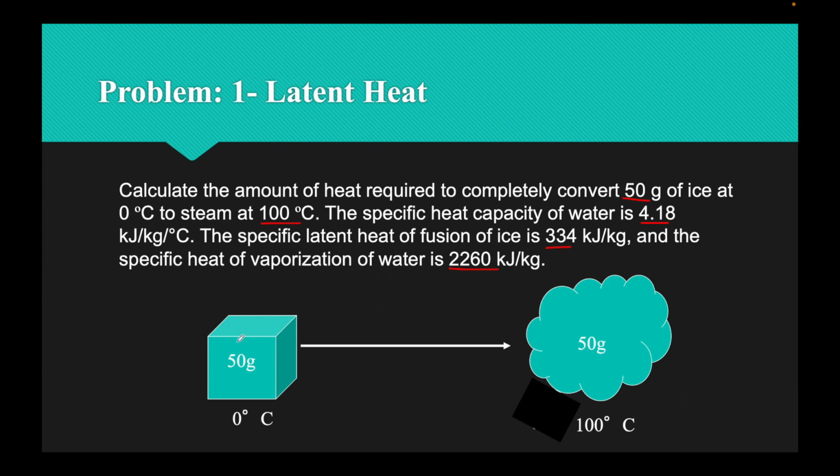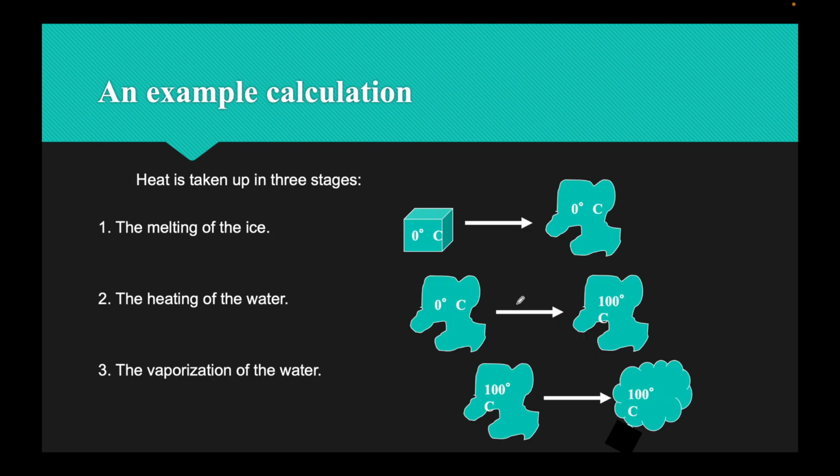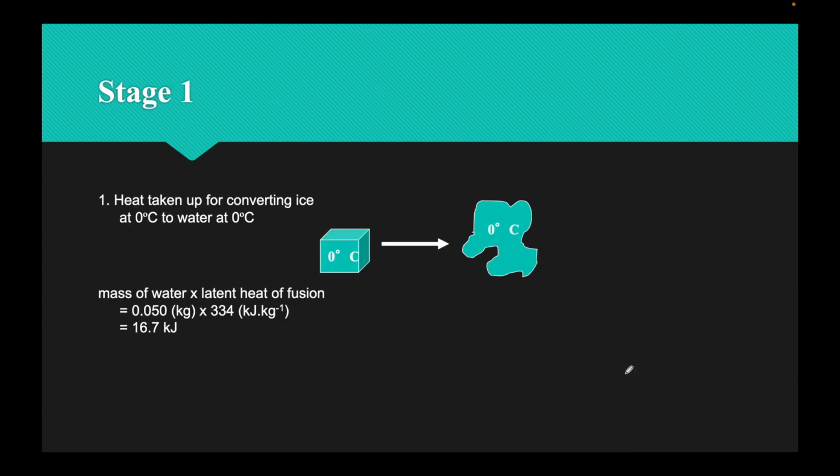You're going to have to take your ice, you're going to have to melt it to water, that will be stage 1. Then you take the water and you raise the temperature to 100 degrees, that will be stage 2. And then it turns into steam, that's stage 3. 3 steps to solve this problem. So we have step 1, the melting of the ice, step 2, the heating of the water, step 3, final step, vaporization. So let's do it one at a time.